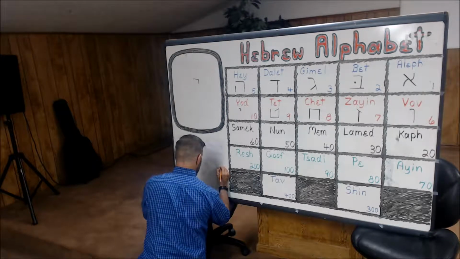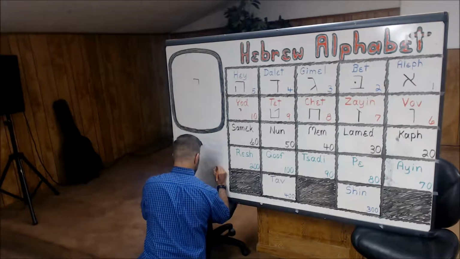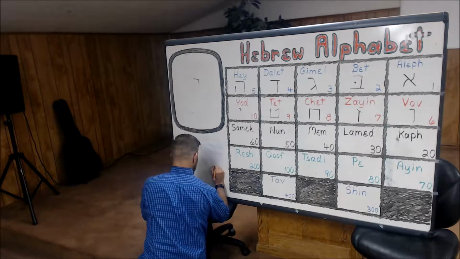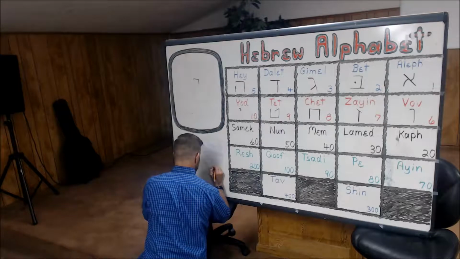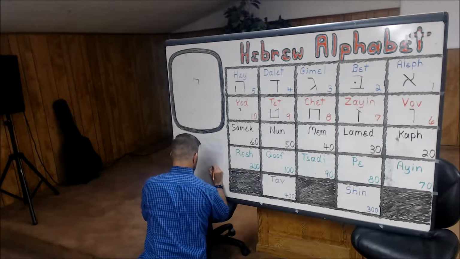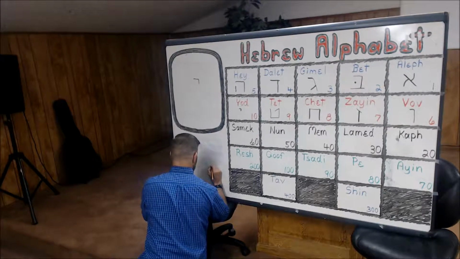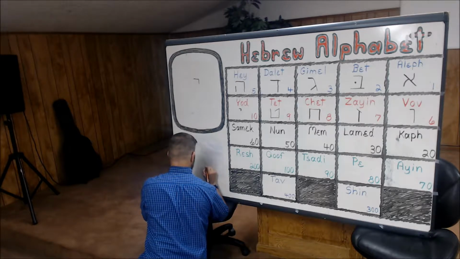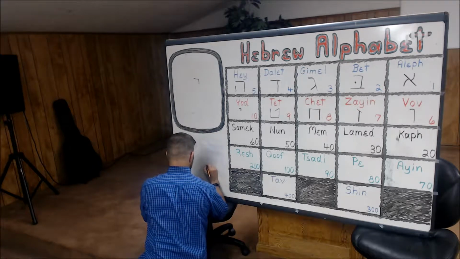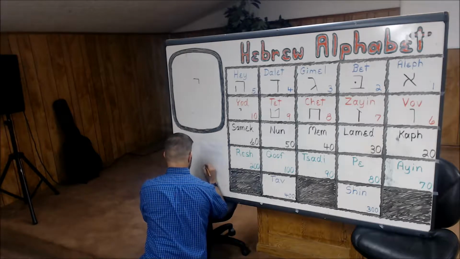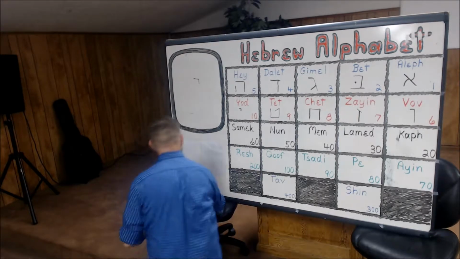What's the numerical value of the yod? 10. What's the numerical value of the chet? 8. What's the numerical value of the olive? 1. Okay, everybody got done? Yes. All right.